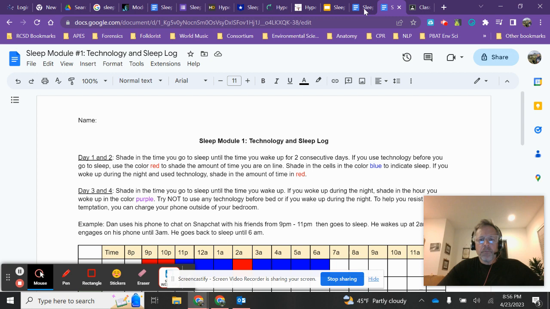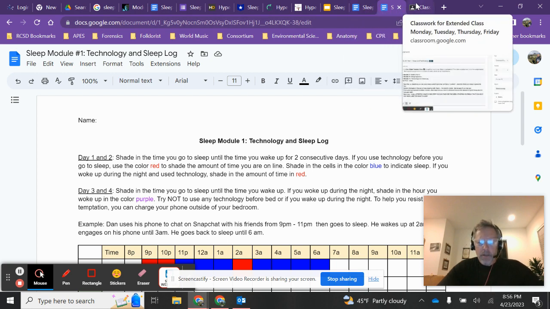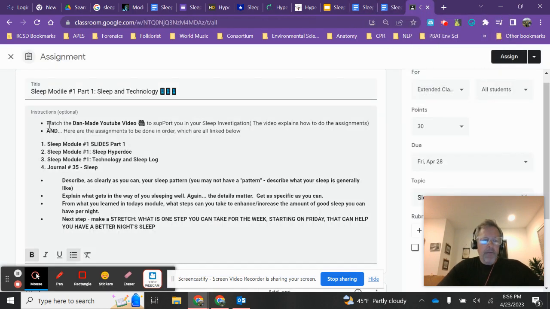That's the plan. Now, what it looks like in Google Classroom, lastly, is I have an explanation. I'm going to have the video that I'm making right now. It's going to be down here on the links. Then you're going to have those 3 assignments, the slides, the hyperdoc, and the sleeping log, your homework.